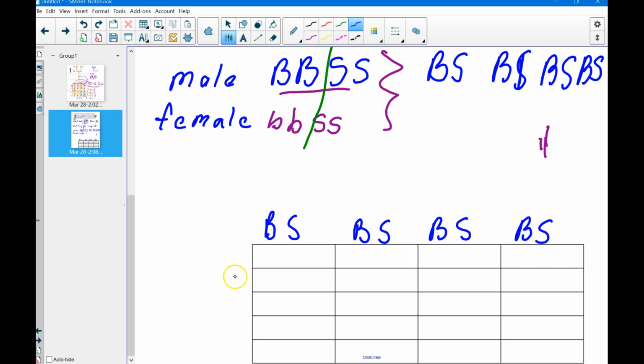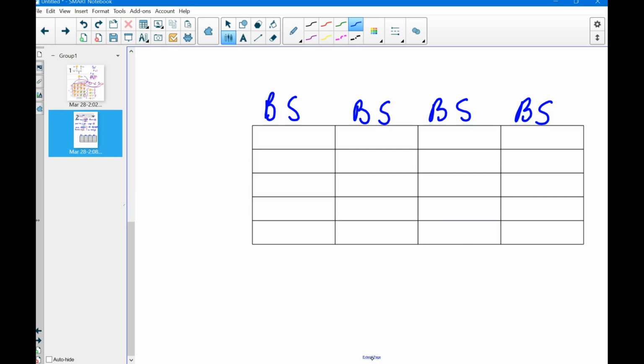And down the side for the female, it'll be the same thing. It'll be little b, little s, little b, little s, little b, little s, and last will be little b, little s. So I'm scrolling down a bit more. It's going to be all small in here. Small b, small s, small b, small s, small b, small s, small b, 1, 2, 3, 4.